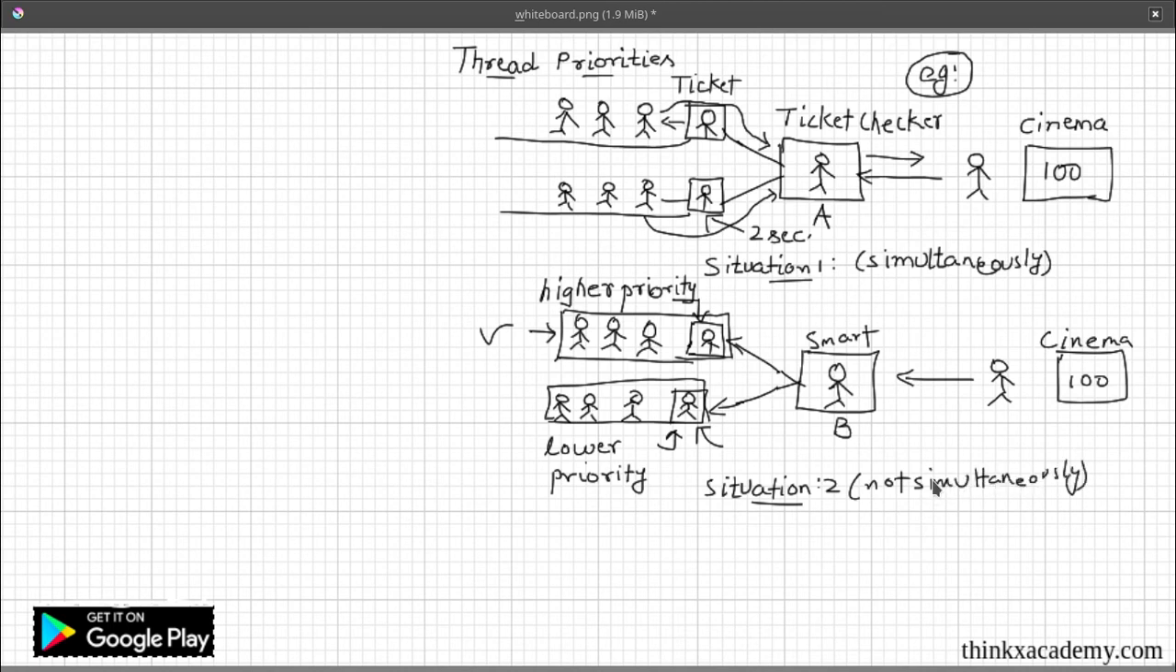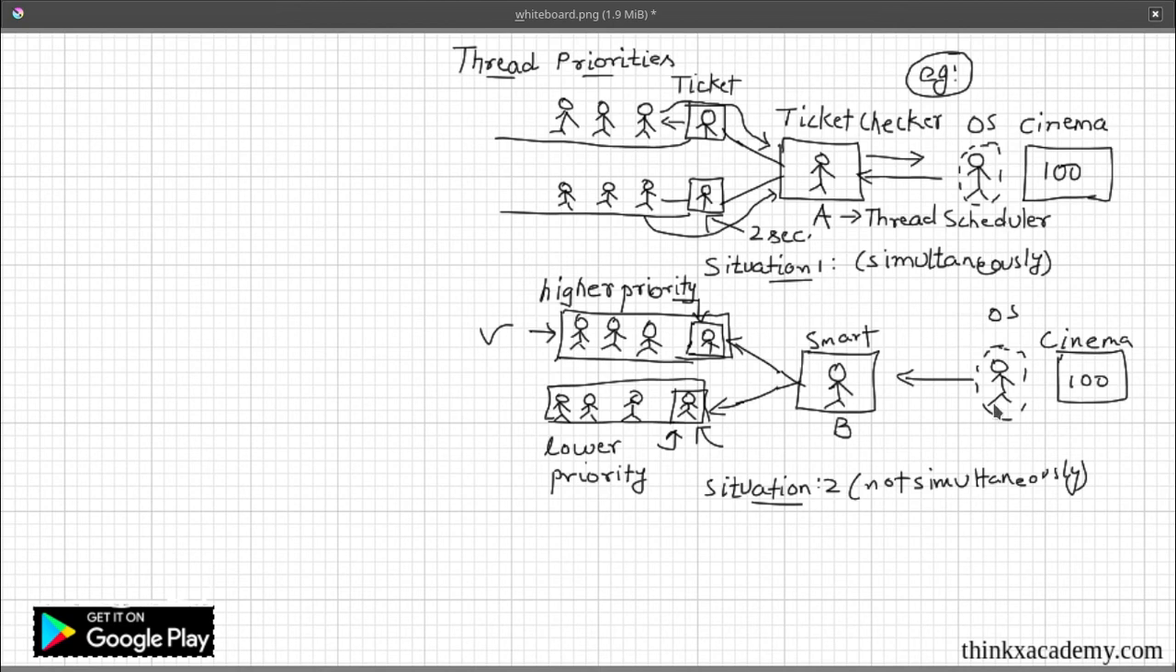So these are the 2 situations, and this is the example. Now let's relate it with multi-threaded programming in Java. Now you see this person here, which is the manager, is actually the operating system. He is the operating system, and this operating system hires this person, and let's say that this person is a thread scheduler.